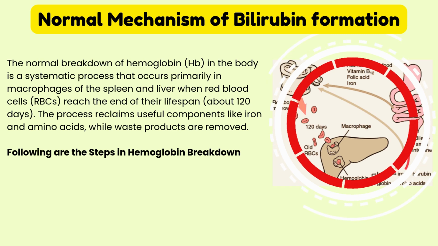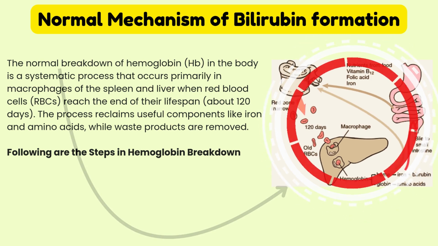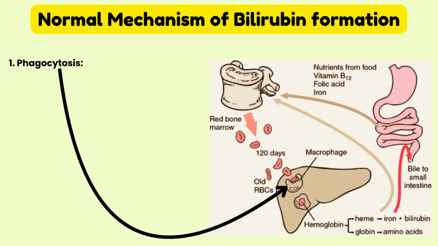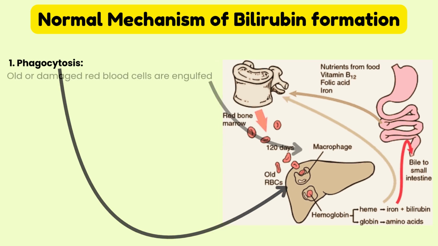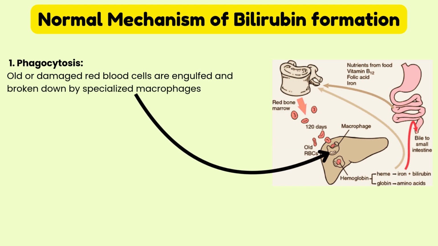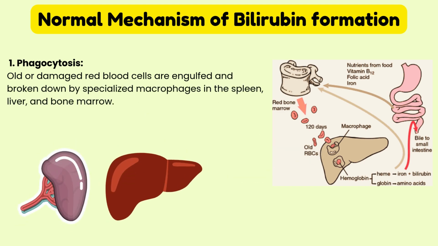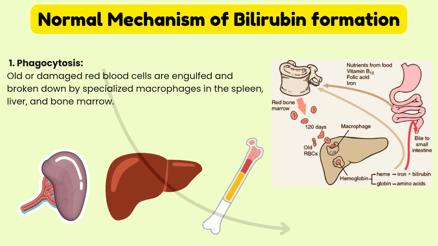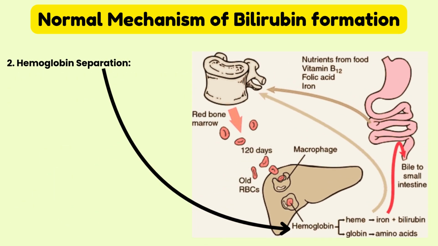Following are the steps in hemoglobin breakdown. Step 1. Phagocytosis. Old or damaged red blood cells are engulfed and broken down by specialized macrophages in the spleen, liver, and bone marrow.